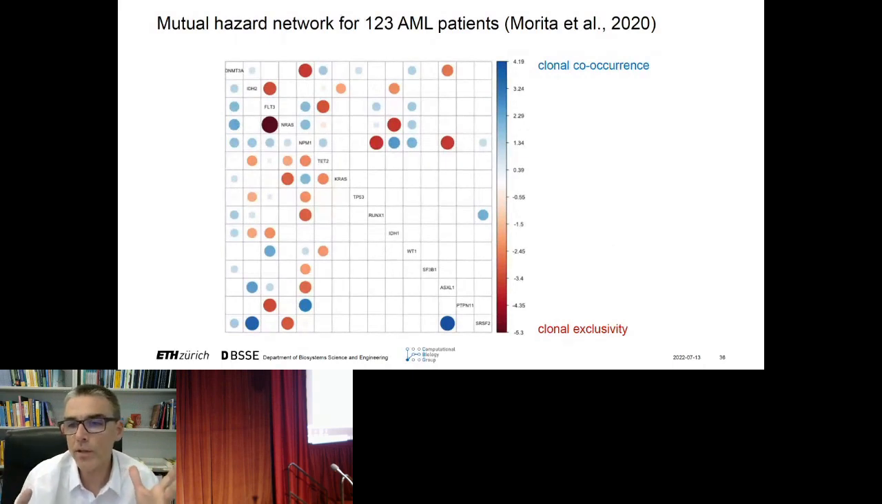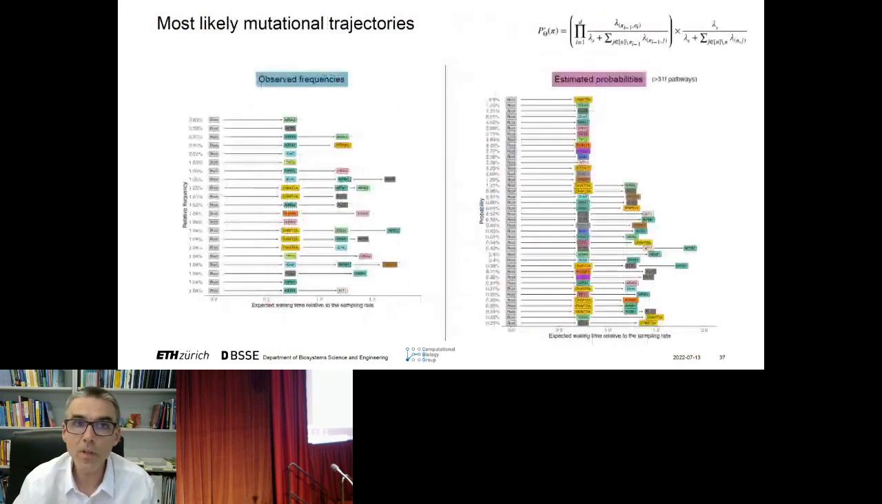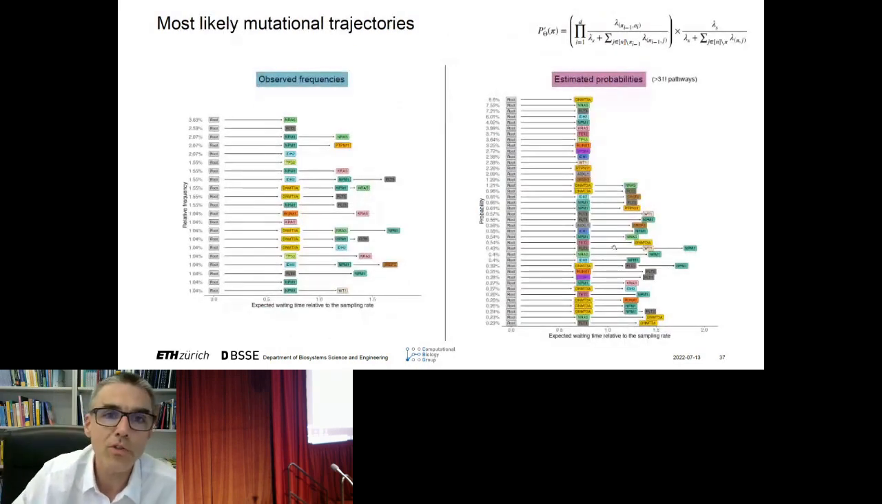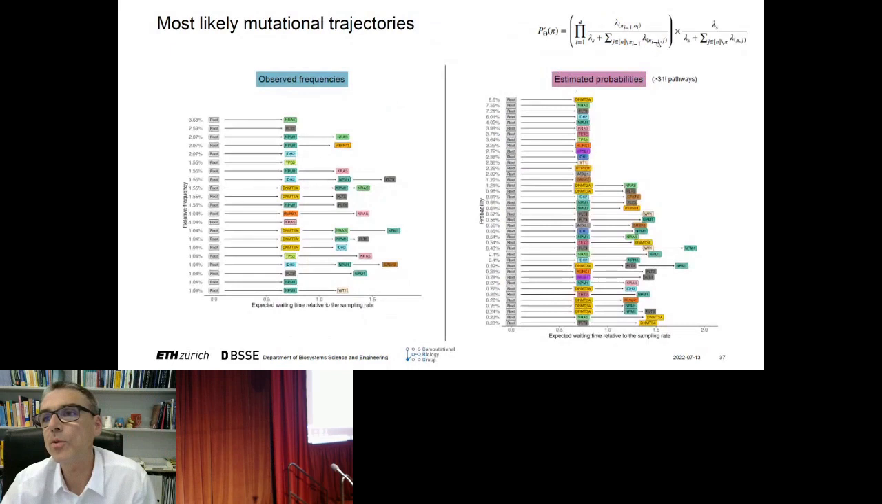But of course, now we are in a different position: we have a full generative model. So for example, we can ask for mutational pathways. You can compute them directly from the parameters of the model, and the most likely ones are shown on the right-hand side here, with their probability and with the expected time for these mutations to occur. This is compared to the observed frequencies on the left-hand side of this figure.